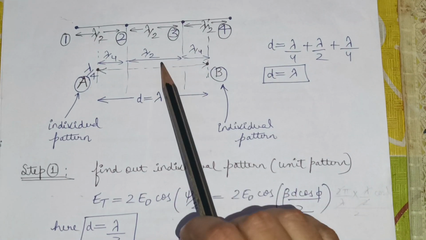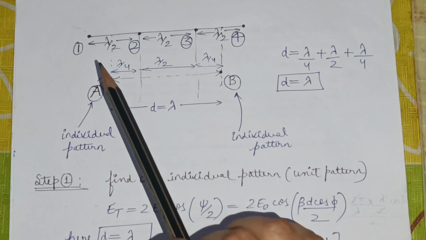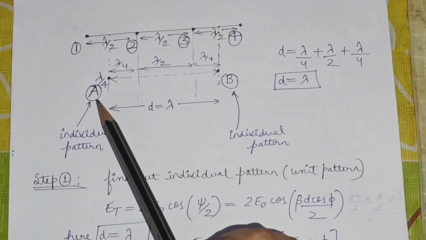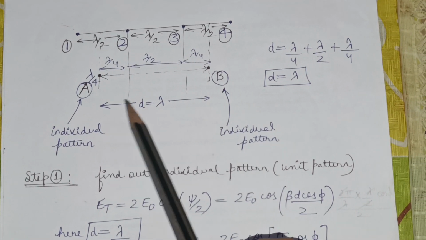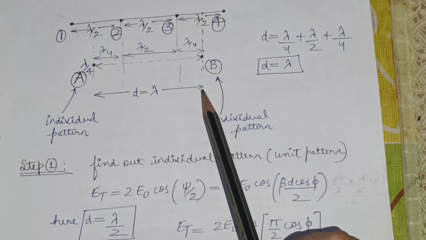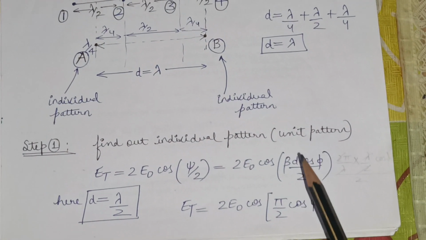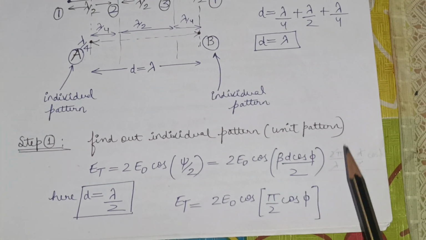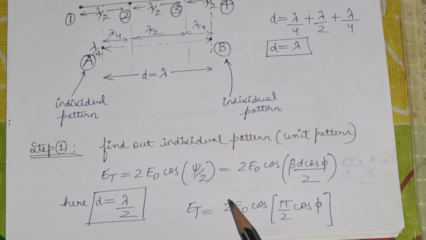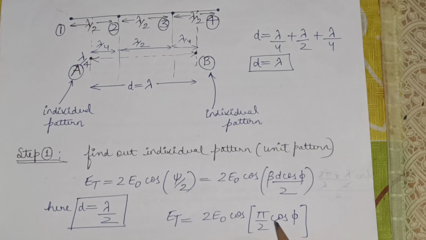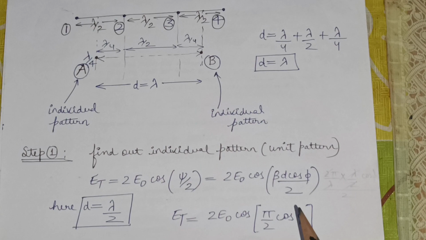4 elements are now decomposed into 2 elements, and these elements are A and B separated by the distance d is equal to lambda. So you can put the value of beta here, d is lambda by 2, and you can get the value as Et is equal to 2 E naught cos(pi by 2 cos phi).